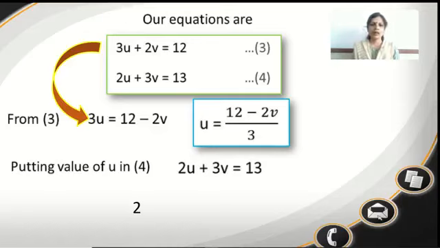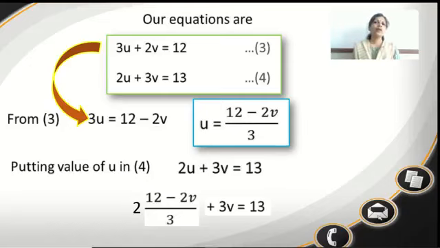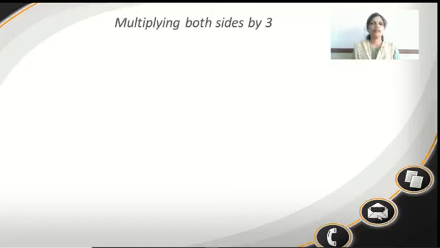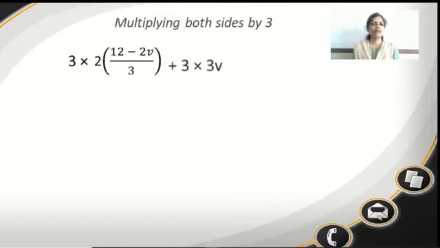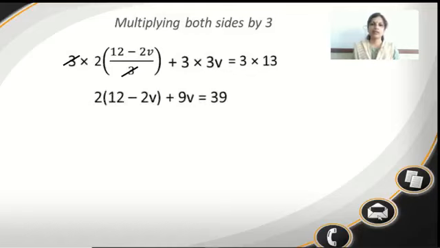So 2 in the bracket, let's take this value of u, that is 12 minus 2v upon 3, plus 3v is equal to 13. Now if you observe this equation, we cannot cancel anything, but we do not want anything at the denominator. So what will we do? We will multiply throughout by 3. So that will give us 3 into 2 into 12 minus 2v upon 3 plus 3 into 3v, and that is equal to 3 into 13. So this denominator 3 and this 3 we can cancel, and therefore we are left with 2 in the bracket 12 minus 2v plus 9v is equal to 39.